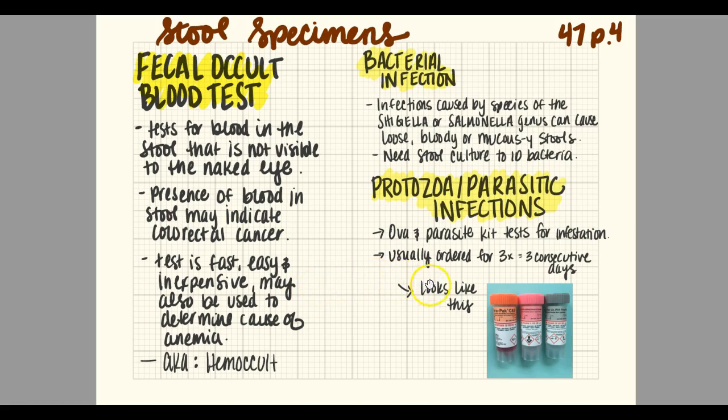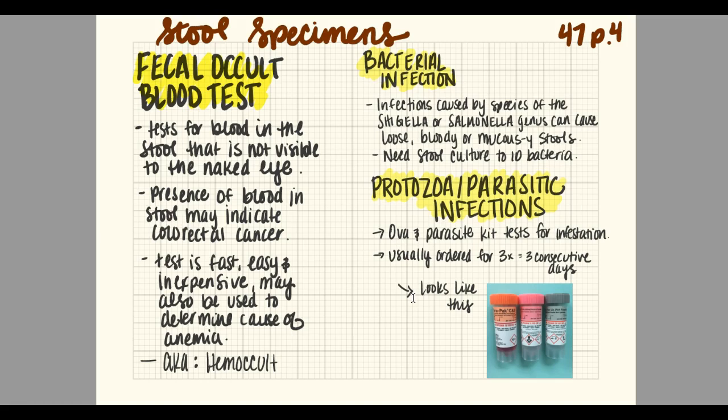Stool specimens, we cover a few things here. The first one is the fecal occult blood test. You guys are doing these in class. The fecal occult blood test tests for blood in the stool that is not visible to the naked eye. The presence of blood in the stool may be an indicator for colorectal cancer. These tests are fast, they are easy, they are extraordinarily inexpensive. They're super cheap to do, and they may also be used to determine the cause of anemia.